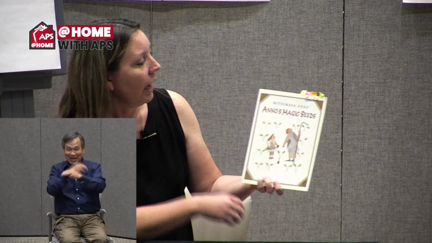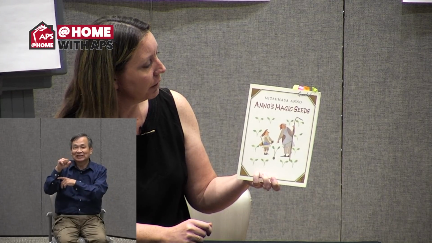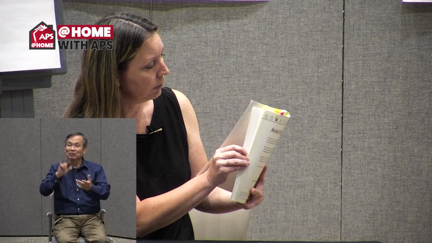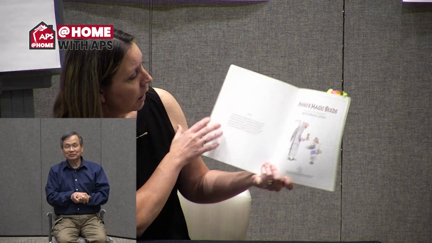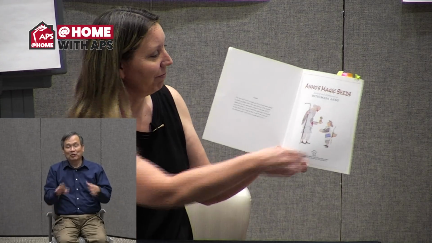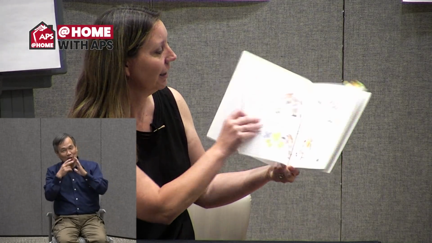So we have a book called Anno's Magic Seeds, and this is written and illustrated by Mitsumasa Anno, and I apologize about the mispronunciation. And it was published by Penguin Putnam Books for Young Readers. Let's get started.